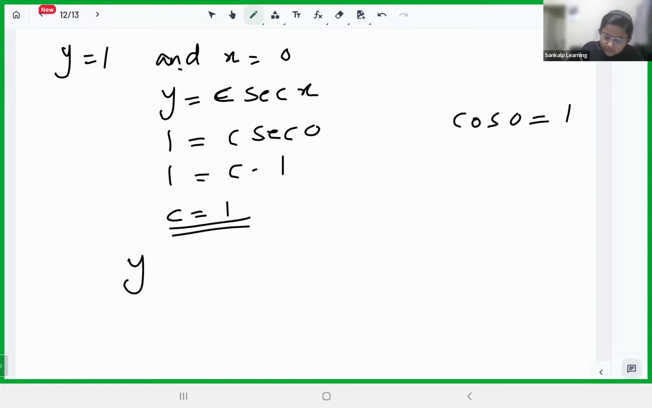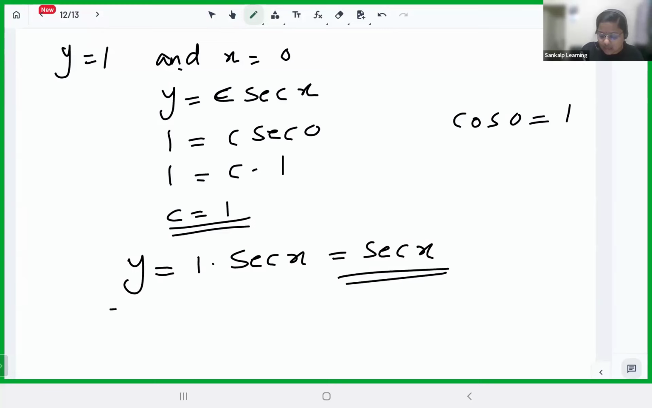So what is the particular solution? 1 into y equal to 1 into sec x, that is sec x. y equal to sec x is the particular solution at y equal to 1 and x equal to 0. Alright. Now we are moving on to our next question. This is an important question. It's an application level problem.